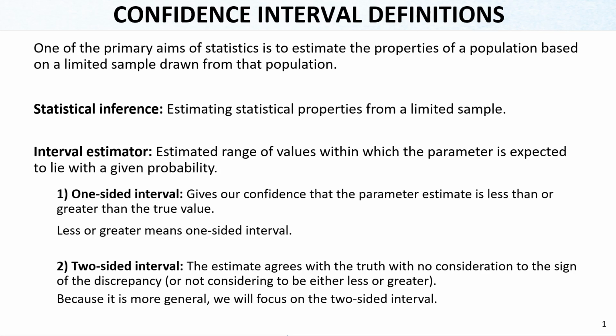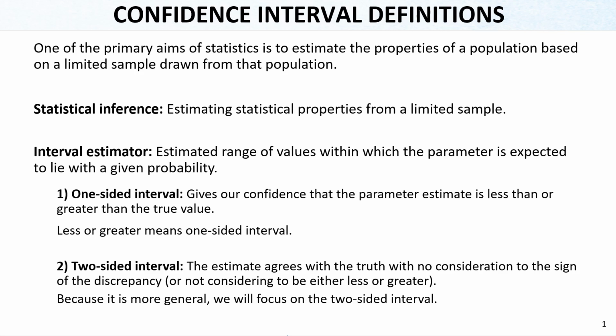In this slide, we will learn about another statistical feature, which is called confidence interval. One of the primary aims of statistics is to estimate the properties of a population based on a limited sample drawn from that population. And statistical inference is basically estimating statistical properties from a limited sample.